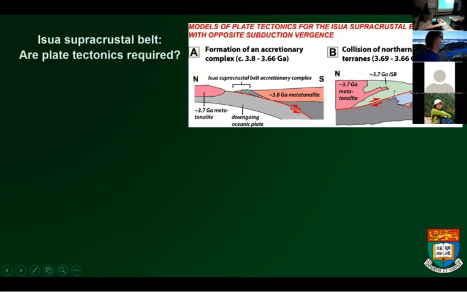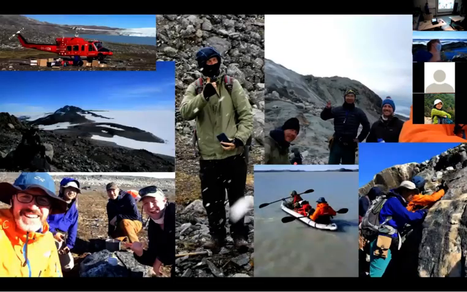The other model treats the supercrustal rocks as arc sequences. But nonetheless, all of the prior models for the Isua supercrustal belt involve preservation along the length of the belt of a subduction zone or a collisional zone. So we didn't necessarily think that was going to be the case, so we went and looked. So this is our team for the 2017 adventure. We hope to do another trip this coming summer, so in 2021.